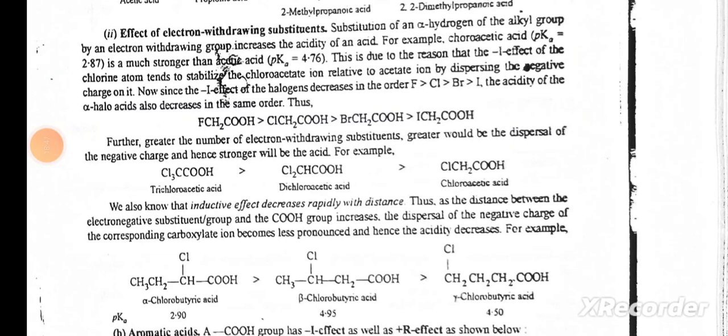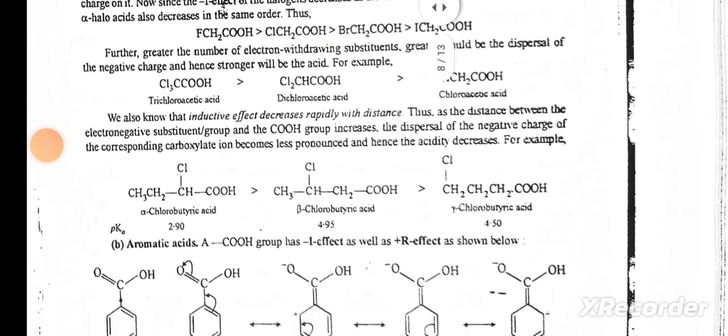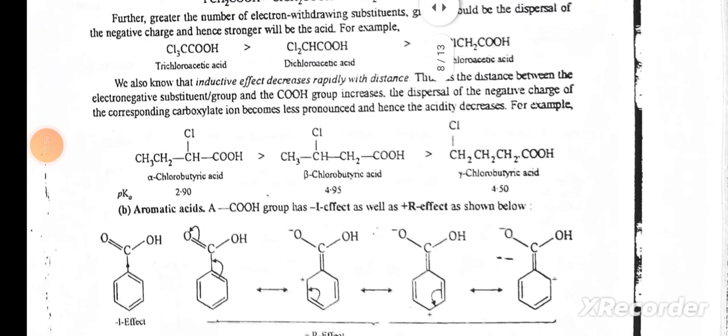Now, since the minus I effect of the halogens decreases in the order, the acidity of the alpha halo acids also decreases in the same order. Thus, further, greater the number of electron withdrawing substituents, greater would be the dispersal of the negative charge, and hence stronger will be the acid. For example, trichloroacetic acid, dichloroacetic acid, chloroacetic acid.